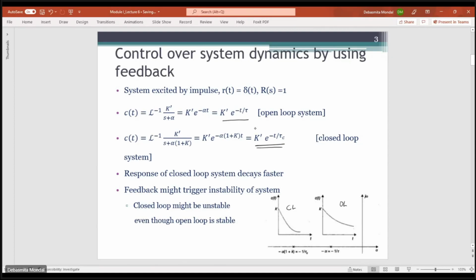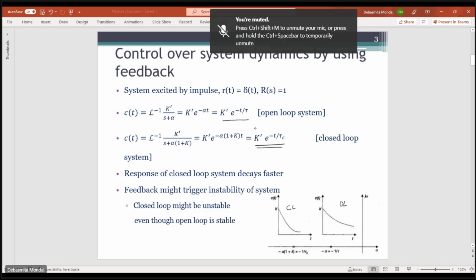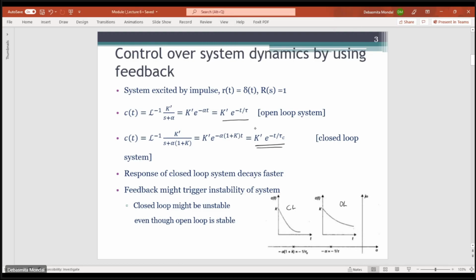Initially we saw that the time constant of the closed loop system is less. If the time constant of a system is less, that means it will decay exponentially at a faster rate. Similarly, from this response you can see that since the value of the time constant is more for the open loop system, the response will take much longer to reach a stable value. So the effect of using feedback is that the response of the closed loop system decays faster.